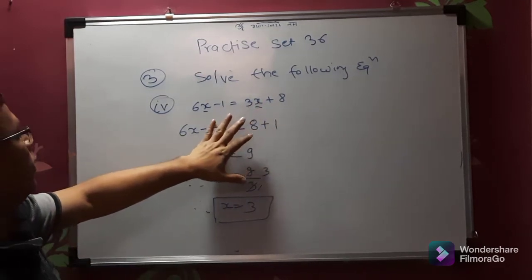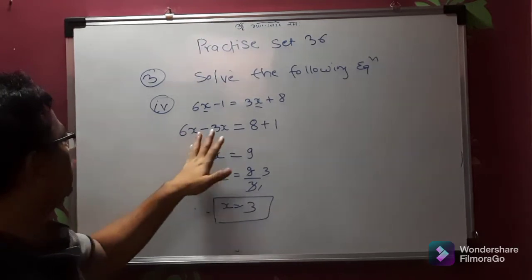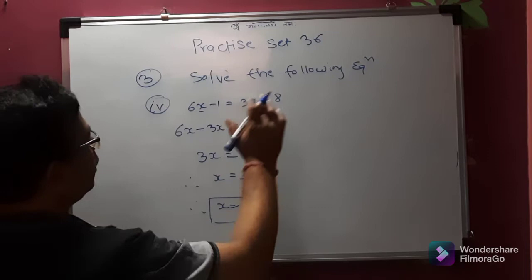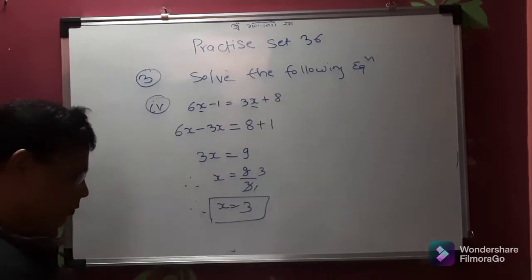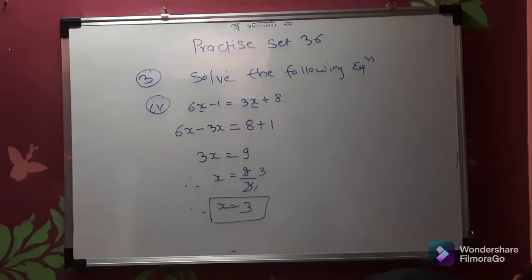What we have done here is keep all the variables with coefficients on one side and the figures on the right hand side. So it will be easy for us to solve the problem. Now we will move to the next problem.